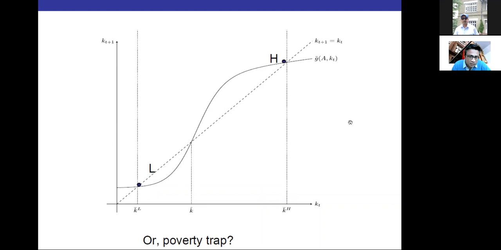Versus, what about this situation where the underlying transition equation is the same, but it is not one that displays the kind of smooth and concave shape that would imply convergence. Rather, it has non-convexities. Here I have drawn a particular version, an S-shaped form, but this could take many other forms as well. And how do we know that this is not the case where L is here and H is here, and if L is given a bit of a push, then a positive accumulation cycle will take over and this person will eventually go to H?